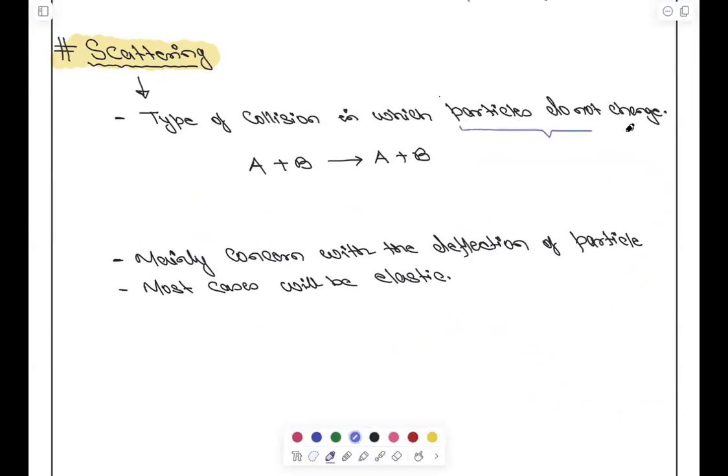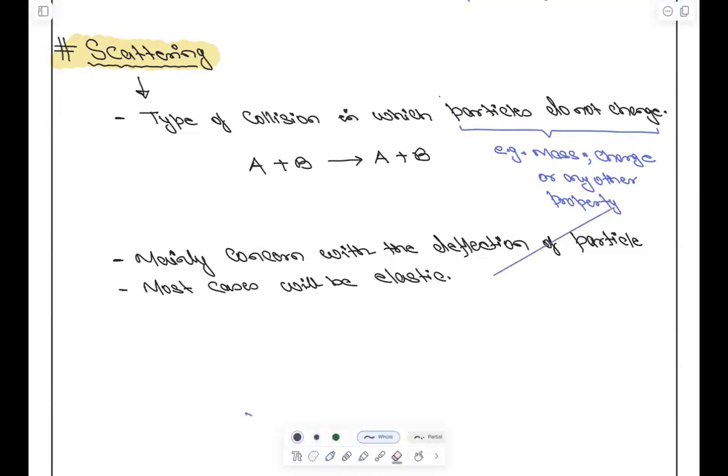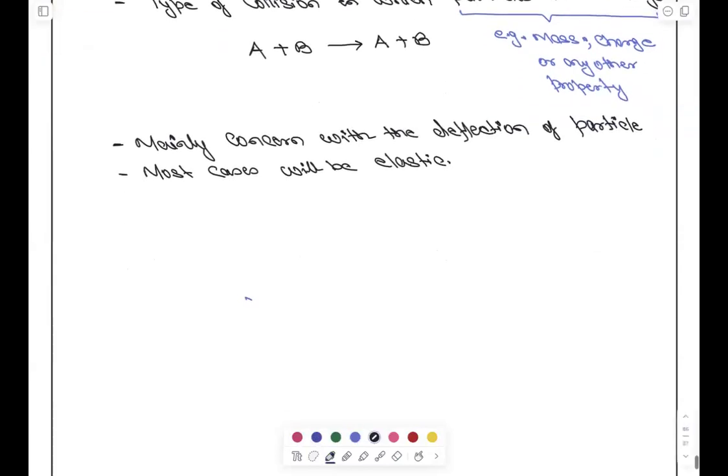So here, what I mean to say that particle do not change. That means like its mass will not change. Its charge will not change, or any other property, which might happen for various reaction in subatomic particle. Okay, so scattering is that type of thing, right? Now I have already told you that in scattering we have to study about two particles mostly. We have to study about two particles.